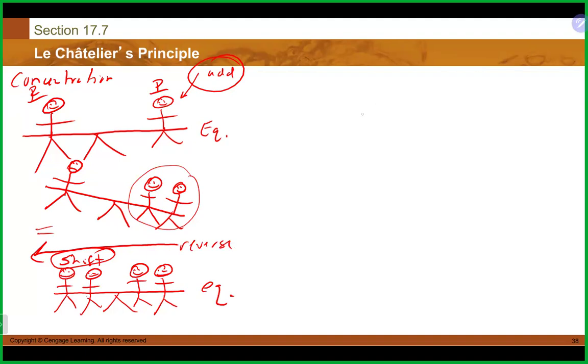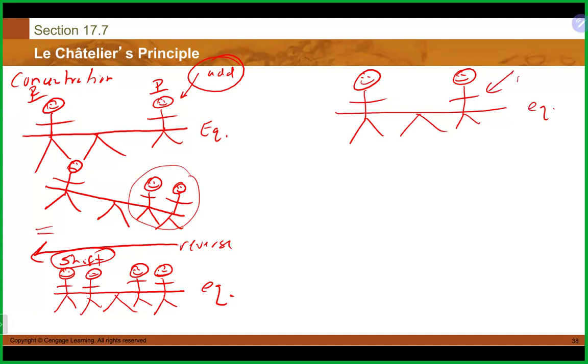Now, let's say we had the opposite. We had a system that was at equilibrium to begin with. And let's say we want to remove our guy over here on our product side, and that's our reactant side. So we're going to remove the one on the right. And if that happens, what's going to happen in this case is we're going to end up like this.